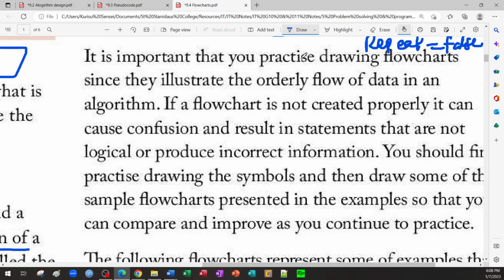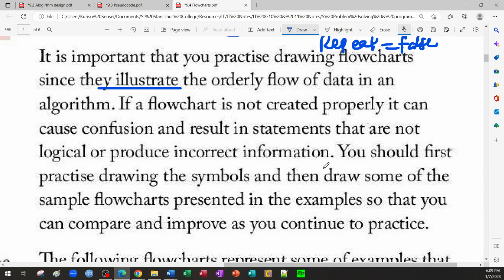Alright, so the next paragraph. It is important that you practice drawing flowcharts since they illustrate the orderly flow of data in an algorithm. If a flowchart is not created properly, it can cause confusion and result in statements that are not logical or produce incorrect information. You should first try practicing drawing the symbols and then draw some of the sample flowcharts presented in the examples so that you can compare and improve as you continue to practice.